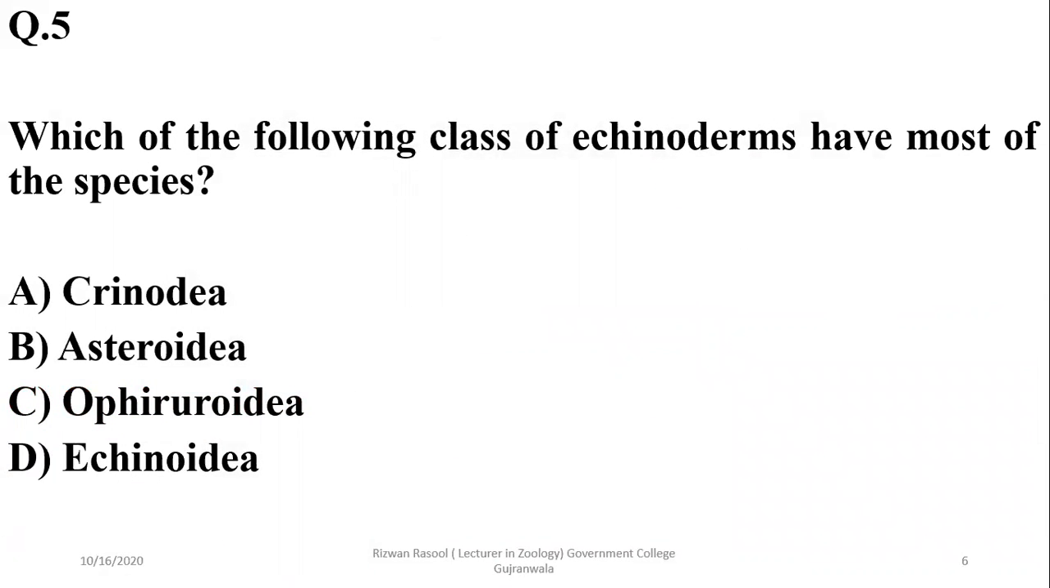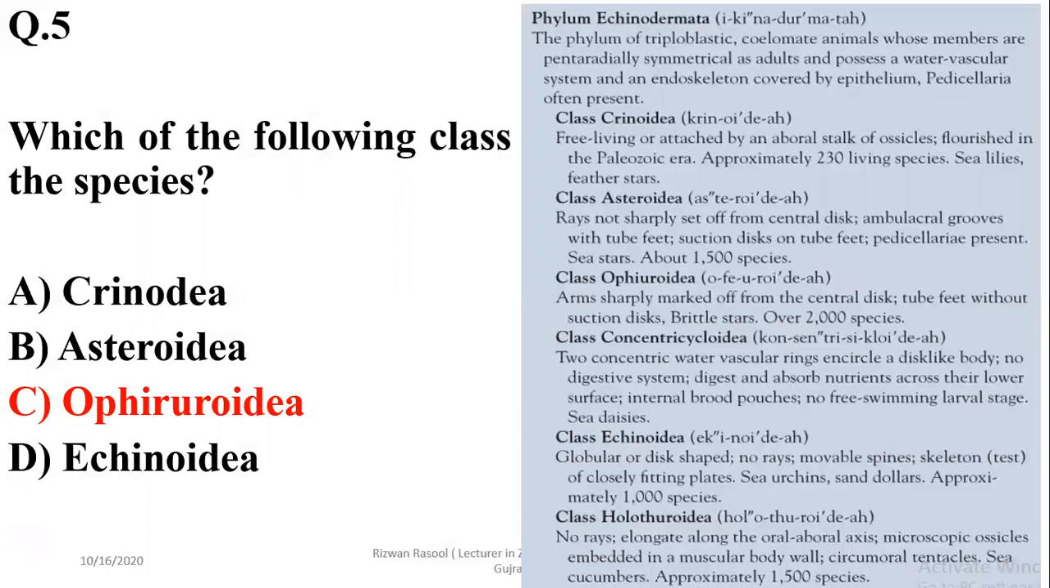Which of the following classes of echinoderms have most of the species? Most of the species are included in class Ophiuroidea. There are almost 2,000 species included in this group, and as far as the previous MCQ is concerned, they have arms sharply marked off from the central disc, and they have tube feet without suction disc, such as brittle stars and basket stars.